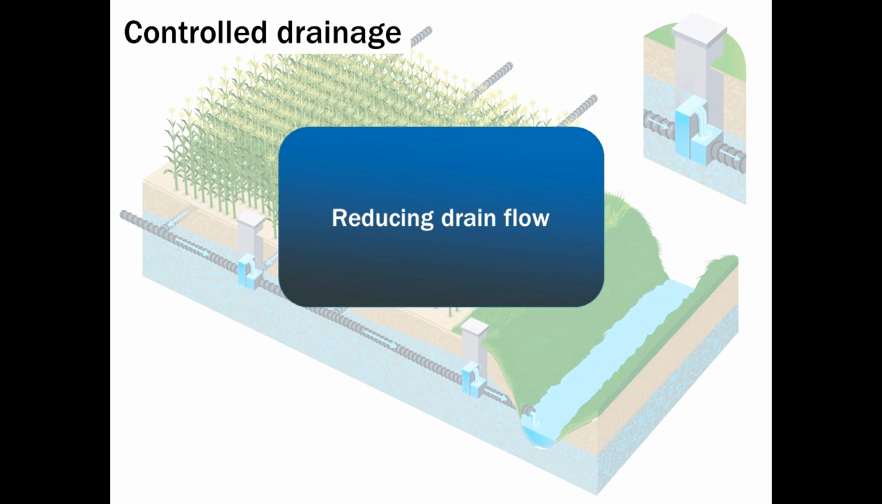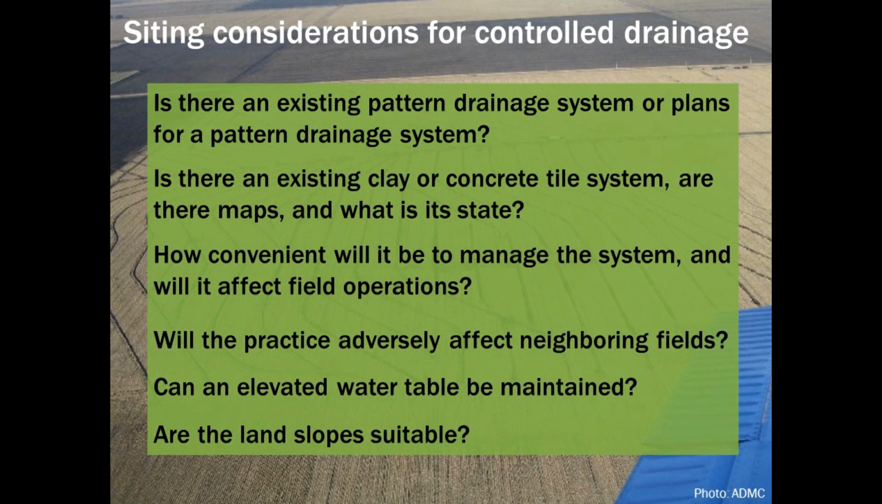So if we look at considerations for siting or implementing controlled drainage, one is it's going to work best where we've got a fully pattern tiled system. We can put it on systems that aren't fully pattern tiled, but it's going to have its most impact on a fully pattern-tiled system. So we either need an existing pattern-tiled system or one that we're planning to pattern tile.